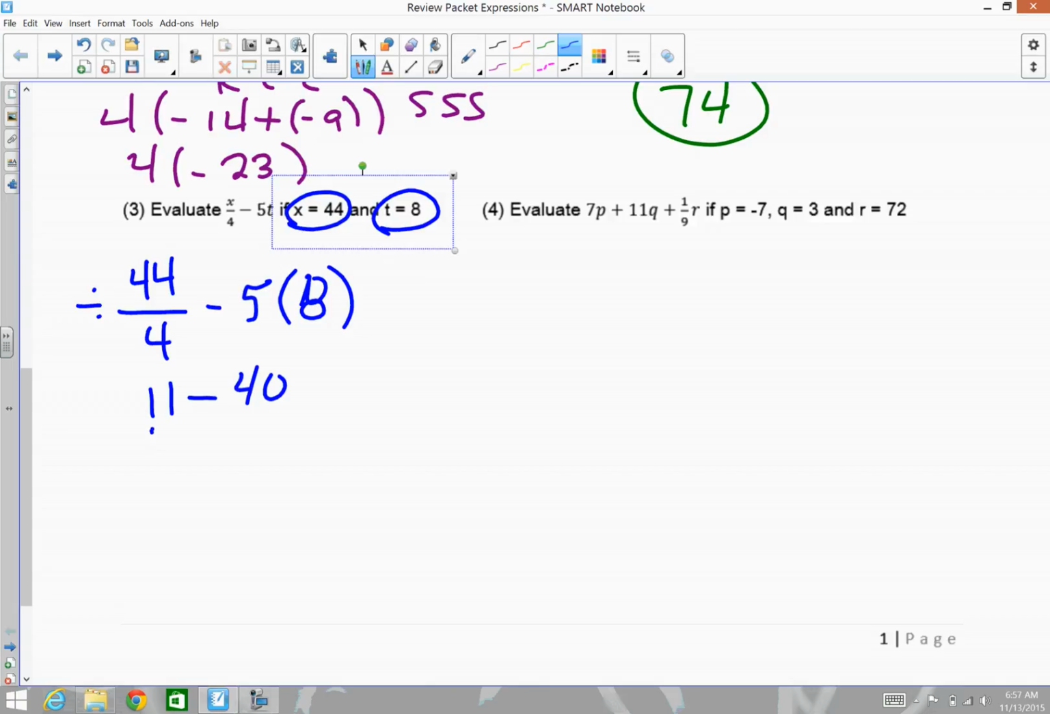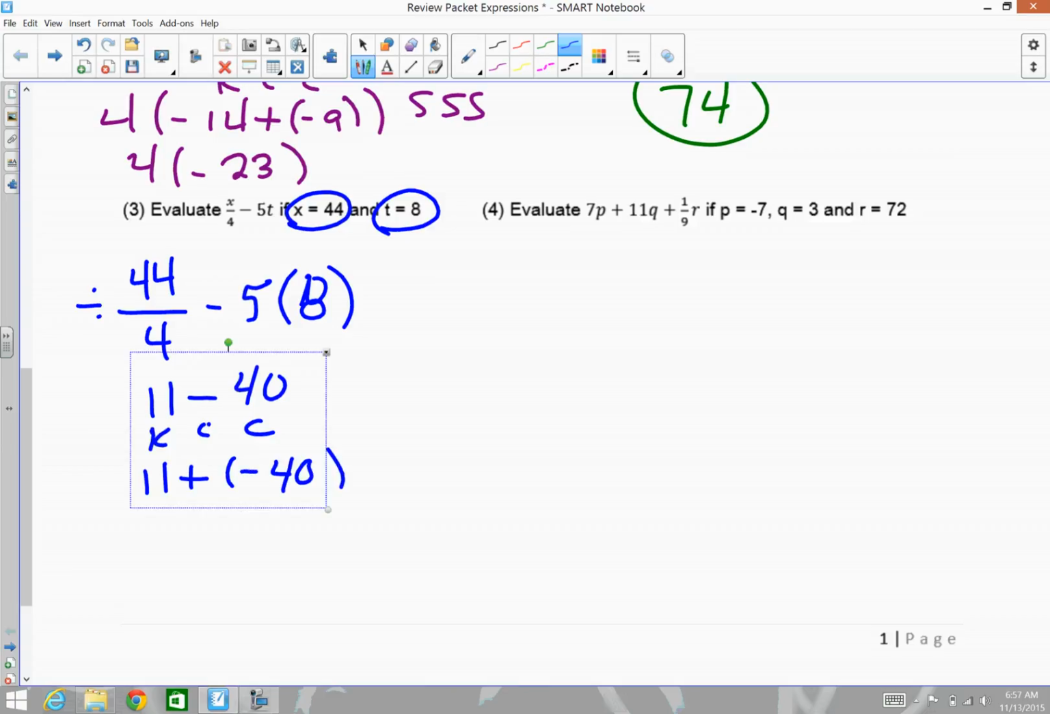Okay, again, it might be helpful to keep, change. Keep 11, change to addition, change to -40. Okay, and this is different sign difference. And the difference between 40 and 11 is 29, and the negatives are going to win.